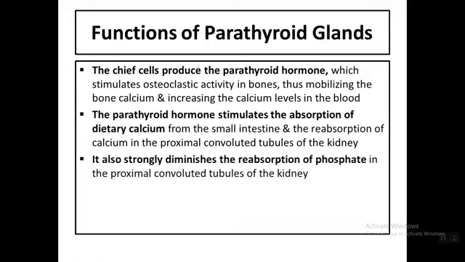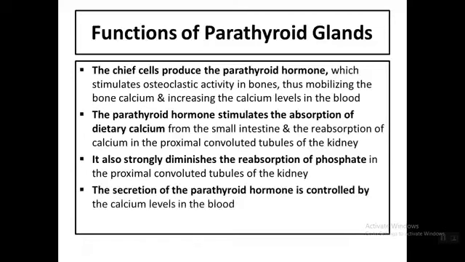It also strongly diminishes the reabsorption of phosphate in the proximal convoluted tubule of the kidney. Normally the secretion of parathyroid hormone is controlled by the calcium levels in the blood. The parathyroid gland senses the blood calcium level, and accordingly parathyroid hormone is secreted. If the level is low, parathyroid hormone is secreted to correct the calcium level, and if it is high, parathyroid hormone decreases to correct the calcium level.